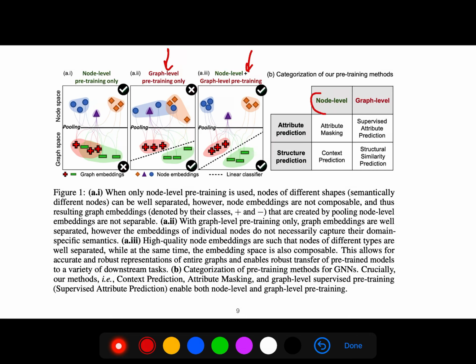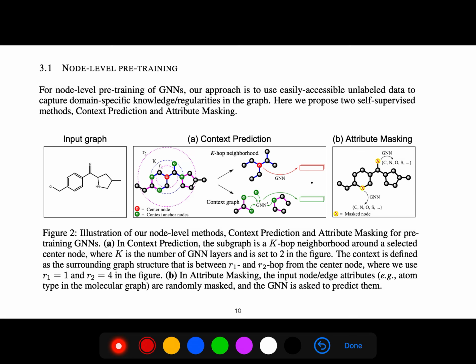So we have pre-training at either the node level or graph level, and you can see it as attribute prediction or structure prediction. For node-level pre-training, our approach is to use easily accessible unlabeled data. So we propose two self-supervised methods: context prediction, and the other method is attribute masking.